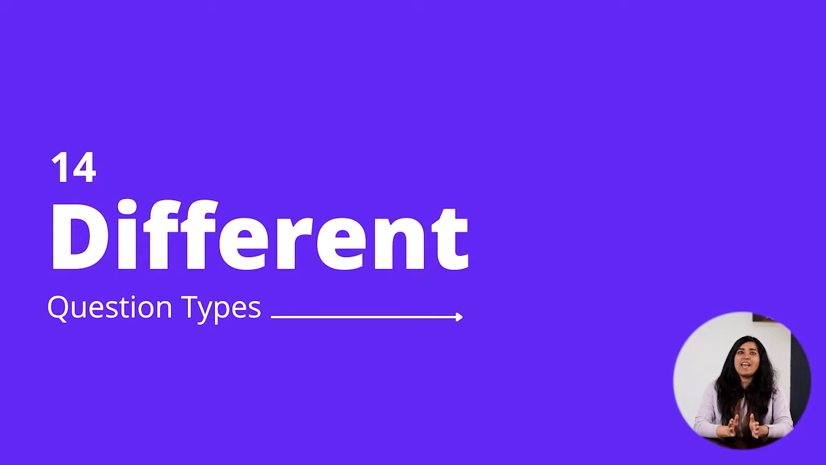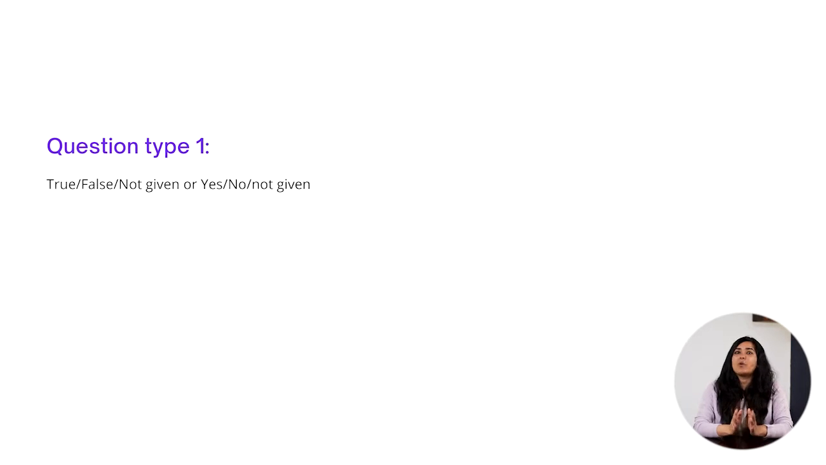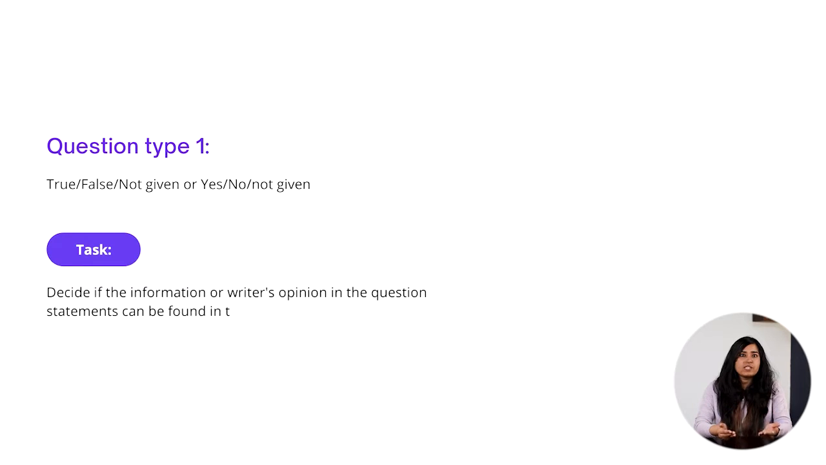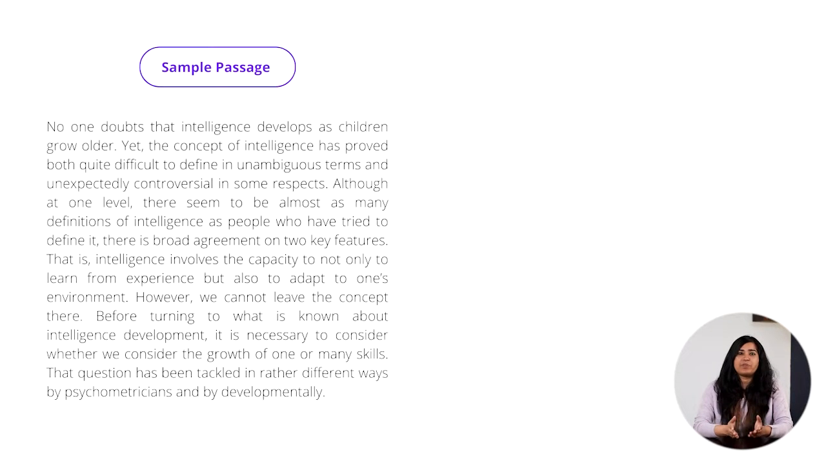Let's go right ahead and begin with question type number 1, which is true, false, or not given. This can also be portrayed as yes, no, and not given. The task for this question type is to decide if the information or the writer's opinion in the question statements can be found in the passage. Let's look at an example of this.